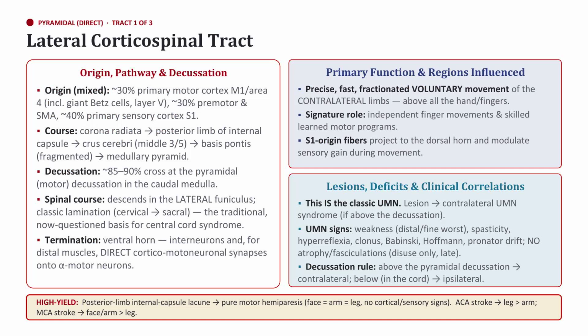Three cards coming up. The lateral corticospinal tract: mixed cortical origin, down through the internal capsule and brainstem, crossing at the pyramidal decussation, then descending in the lateral funiculus to the contralateral distal muscles. It is the classic upper motor neuron. Its pearl: a posterior limb capsular lacune gives a pure motor hemiparesis, face, arm, and leg equally weak, with no cortical or sensory signs.